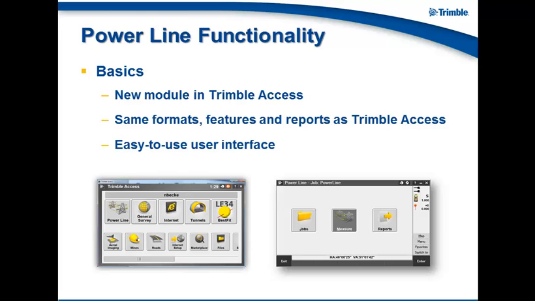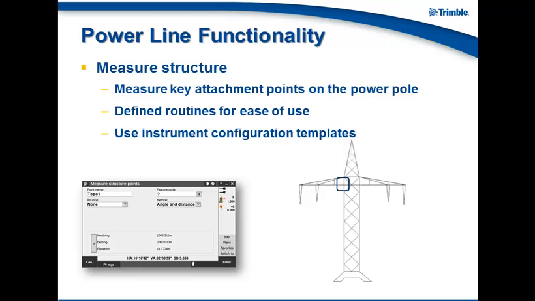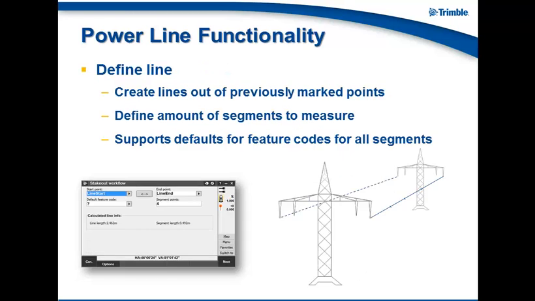Getting back to the application. How does the core of Powerline work? I have mentioned parts of this already. Basically, we have two components here. The first part is a structure measure form for measuring points of interest on a structure. Next to some default instrument configurations, it provides access to so-called routines. These routines trigger additional actions later on.